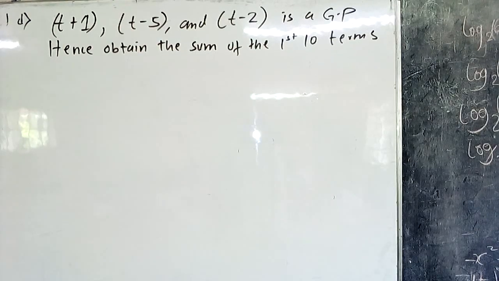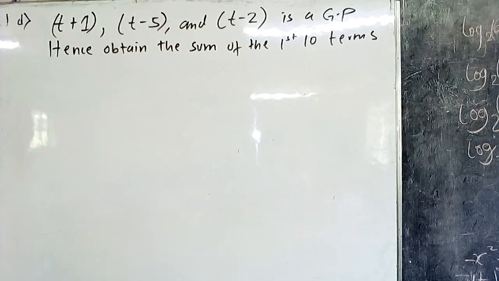You've been told to obtain the value of t for which t plus 1, t minus 5, and t minus 2 is a geometric progression. Hence, obtain the sum of the first 10 terms.